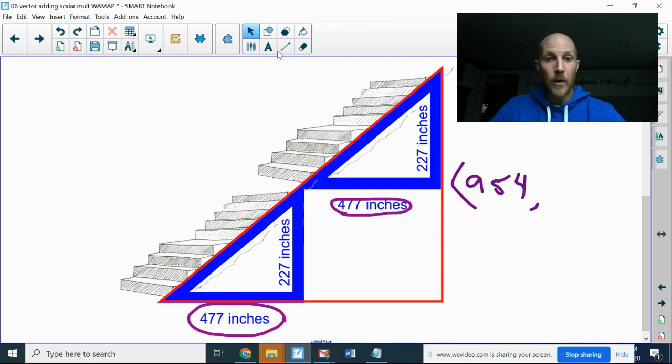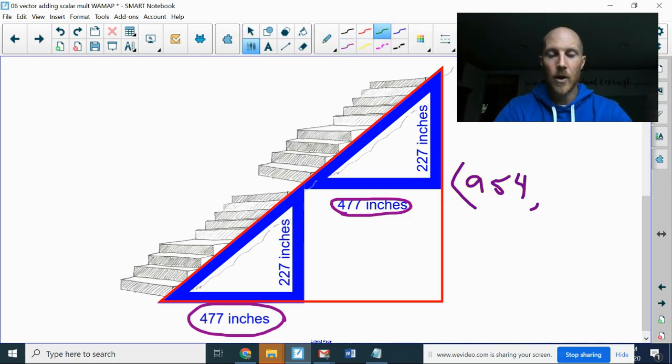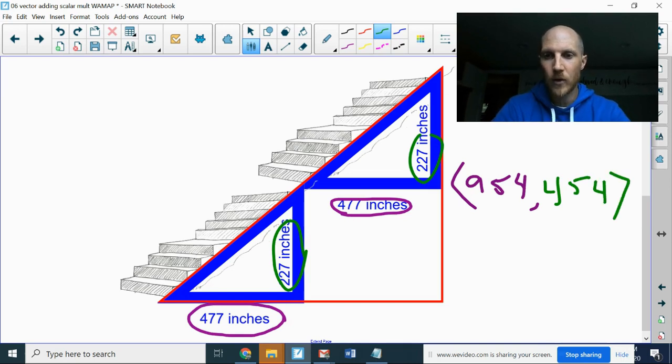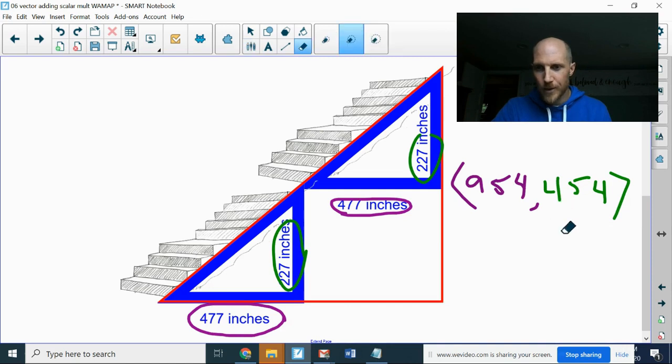Purple. All right. And then if I was going to find the total elevation change of both staircases, I take this 227, that's the vertical measurement, added to this 227, that's also a vertical measurement. Those are going to add together to 454 inches. And so essentially what we've done here is we took the horizontal measurement, 477, we doubled it, right, to get 954. And we took the 227, that's the vertical measurement, or the y component, and we doubled it to get 454. So that's such a good looking 4.